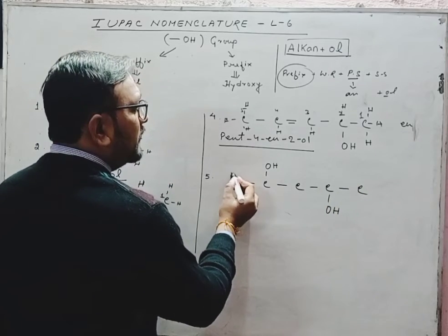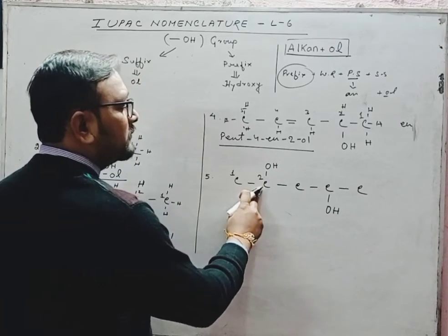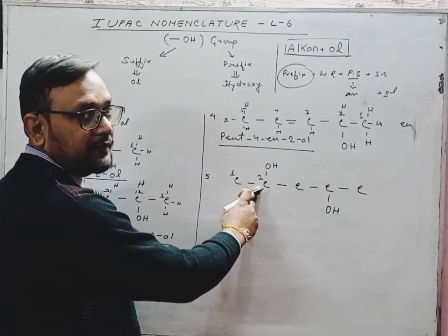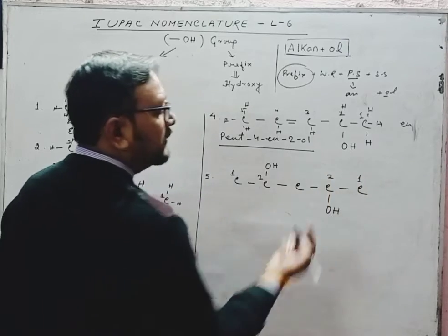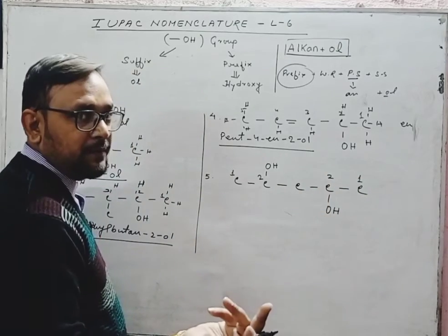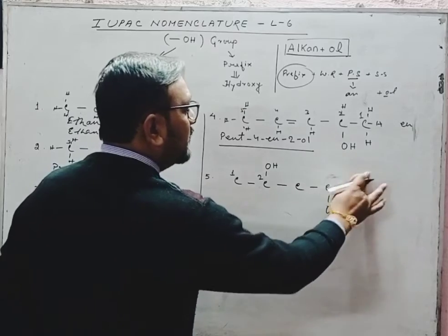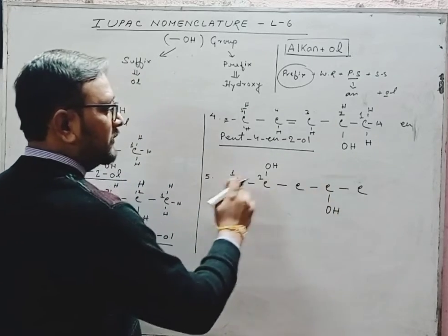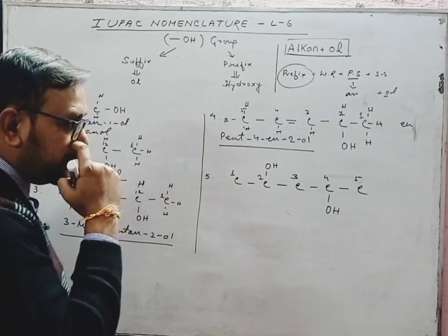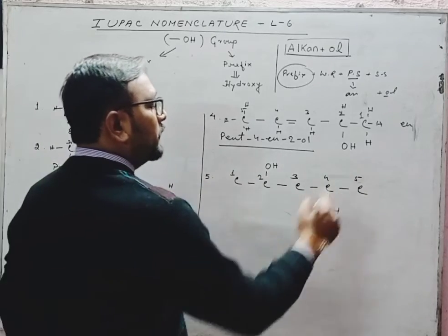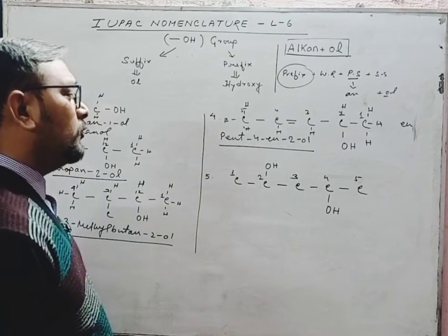If I start numbering from this side, 1, 2, the first functional group comes in the second position. If I start numbering from the other side also, the first functional group comes in the second position. So it is the same pattern, and you can number it from either direction. So 1, 2, 3, 4, 5. Let me go from this side, 1, 2, 3, 4, 5. Now how to name this?